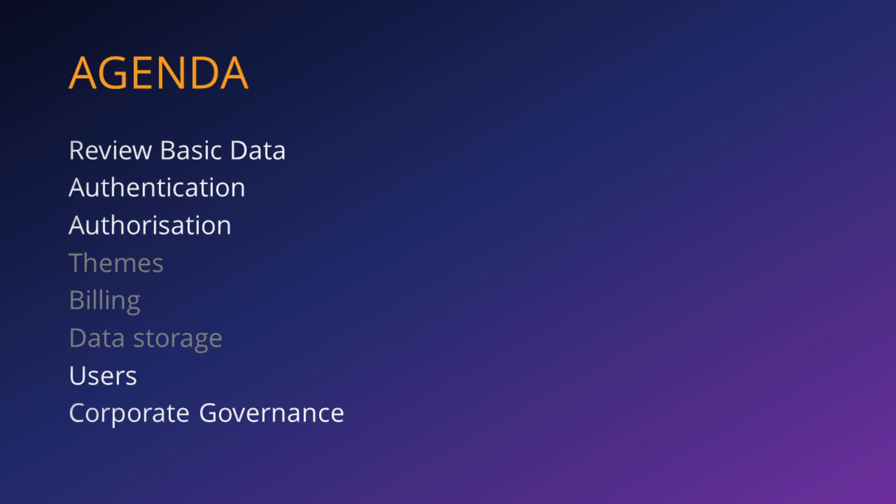I'll explain how authorization works and show you how to configure the authorization system to grant or revoke access to resources. There are three topics that we won't discuss today: themes, billing, and data storage. These features haven't been released yet in this beta version, but I'll keep them here as placeholders for the future. Themes will allow you to customize the look of your portal to match your corporate style. Billing is obviously not needed in the beta release. Data storage is a feature which will allow your organization to change the location of your database to your own cloud provider or on premises. Stay tuned.